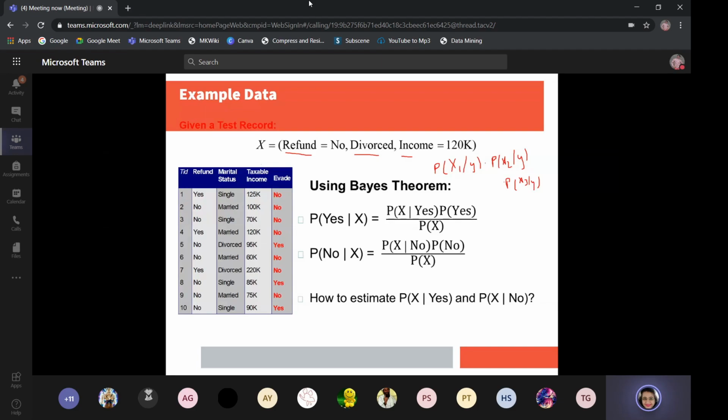अब आप कंप्यूट कर पाओगे Px1 गिवन yes क्या है. अगर x रिफंड है और आउटपुट में yes है तो देखो जरा, रिफंड इज इक्वल टू नो है, रिफंड इज इक्वल टू नो है, रिफंड इज इक्वल टू नो है, नो है एंड नो नो नो. सो टोटल वैल्यूज कितनी है 1 2 3 4 5 6 7. उसमें से आउटपुट में यस कितनों में है 1 2 एंड 3. सो दिस इज 3/7. ओके, इज दिस क्लियर?